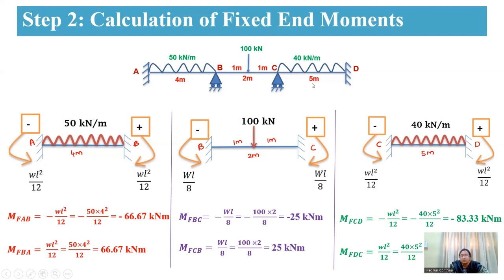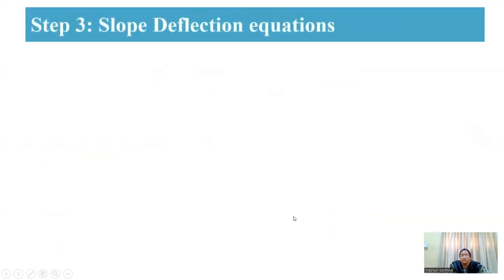I mean, all supports are to be fixed supports. So by assuming that only, you are going to calculate these fixed end moments. So this is your second step. Now coming to your third step, you are going to use the slope deflection equations.